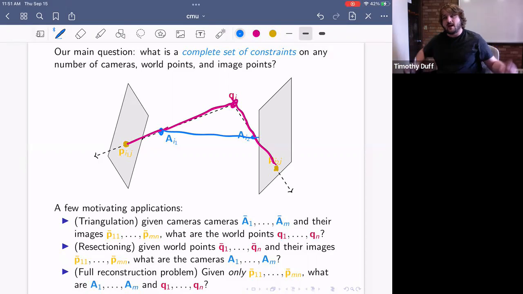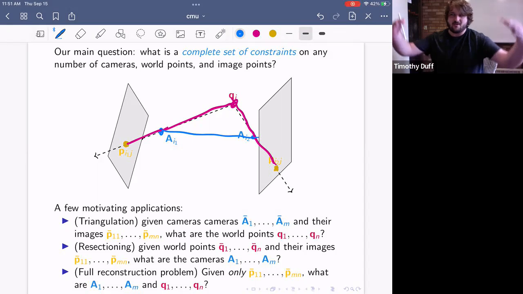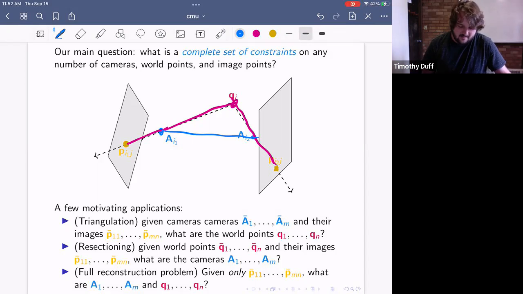So the idea is that you need 2 line of sight observations in order to localize an object in the world, at least generically speaking. So that's triangulation. And resectioning is sort of a mirror version of this problem, where instead of being given the cameras, you're given the world points. And now, maybe you're drawing triangles that try to help you determine what these camera centers are, and from that, hopefully recover the camera matrices themselves.